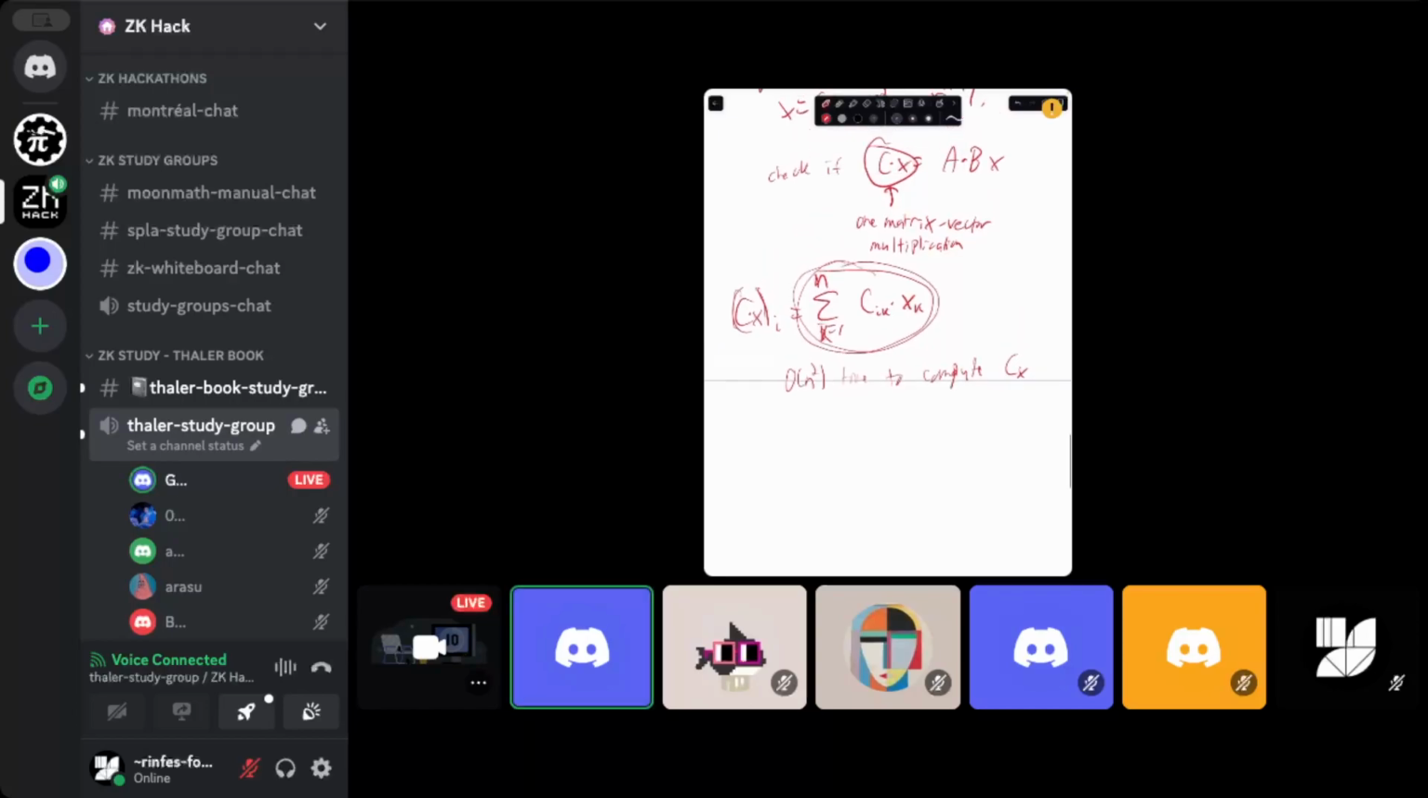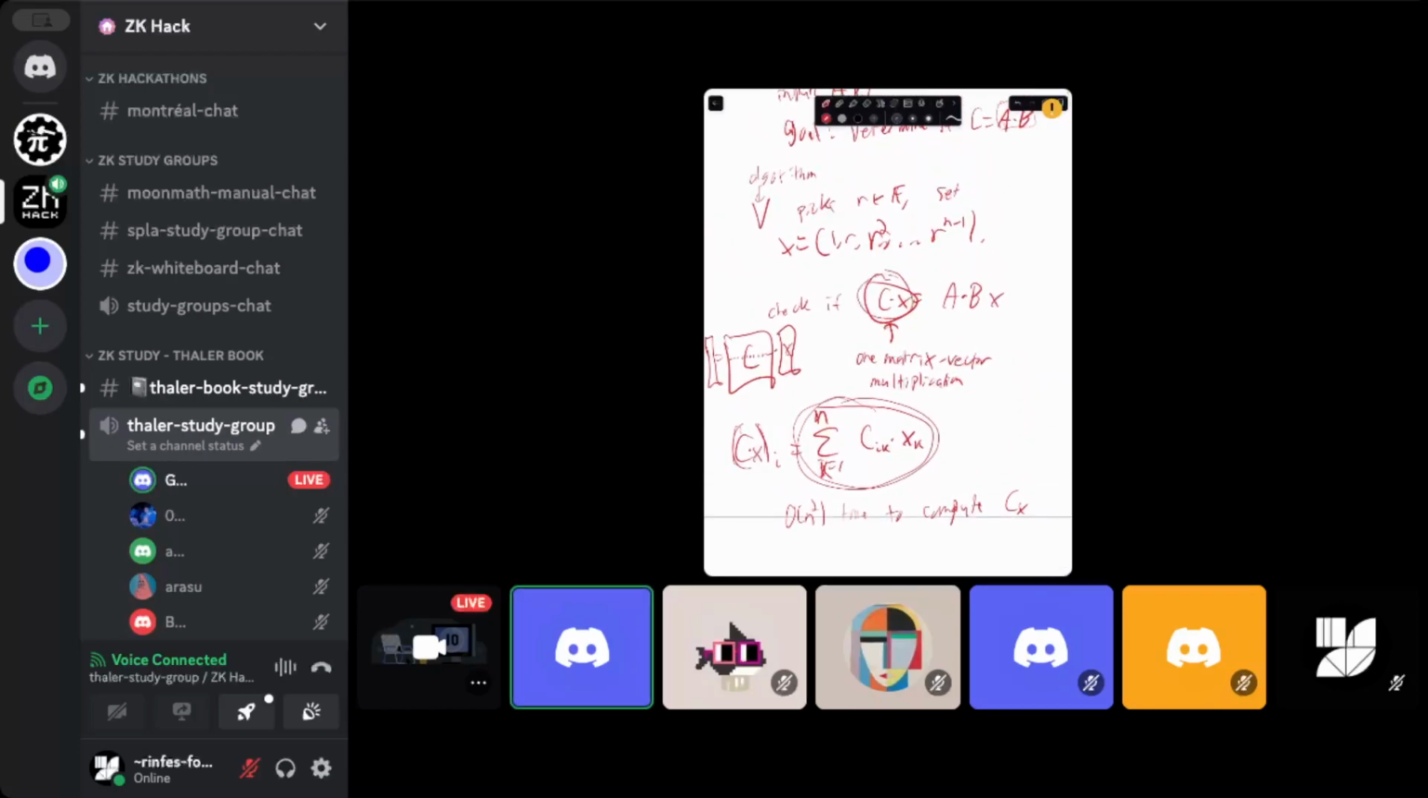You have this matrix C, you have this vector X, and you want to compute their product. There are n entries of the output vector, and for each of those n entries, you're taking the inner product of some row of C and X. So that's n squared time total. Computing CX is one matrix vector multiplication, and you can compute A times BX by first computing B times X, let's call that Y, and then computing A times Y. So you can compute A times BX with two matrix vector multiplications.